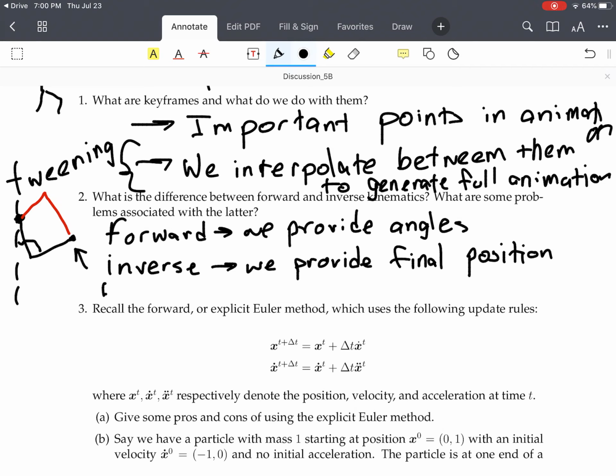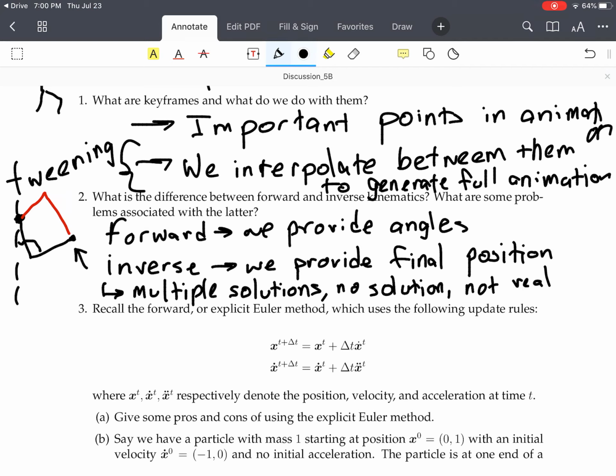Okay, so I'm just going to real quick try to fit in. So multiple solutions, no solutions, or not realistic solution, right? And so these are the issues with inverse kinematics, right? The multiple solutions, no solutions, it's not realistic, so often requires a little more work to get what we want. Okay, so that's forward and inverse kinematics.